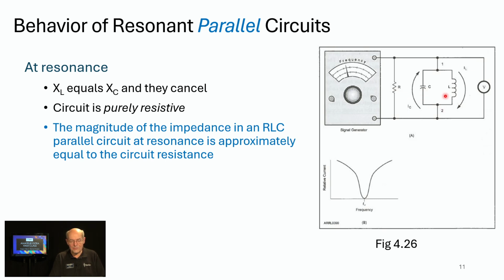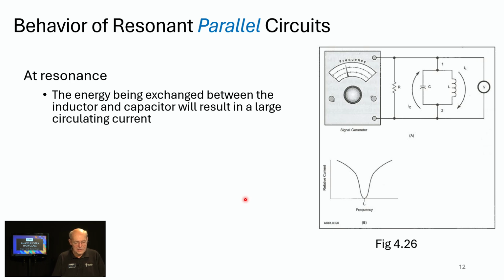These components effectively disappear. Now, they're exchanging energy between the coil and the capacitor. One's charging and then discharging into the other, and around we go. But when that happens, they become invisible to the circuit, only at resonance. Another piece of magic, and you can see how the curve works here. So at resonance, the energy being exchanged between the inductor and capacitor will result in a large circulating current.